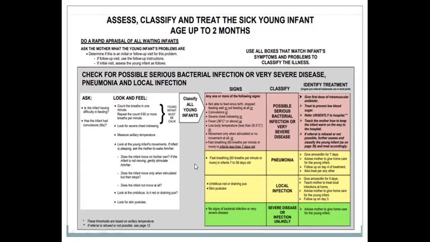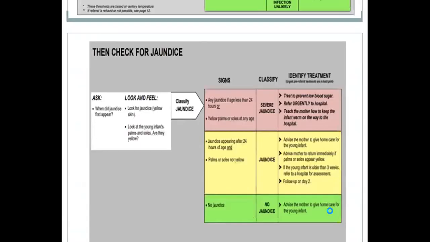For example, pneumonia: if the child has fast breathing, 60 breaths per minute, in the age of 7 to 59 days, it is known as pneumonia. Give the infant amoxicillin and advise the mother on home care, for 14 days. If there is umbilicus redness or drainage or local infection, give amoxicillin for 5 days, treat, and also counsel the mother. If there is no sign of bacterial infection or very severe disease, then it is green, which is severe disease or infection unlikely. Advise the mother to give home care to the young infant.